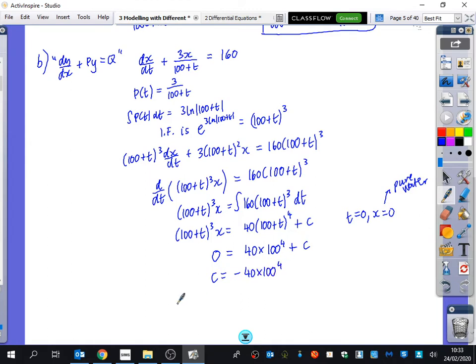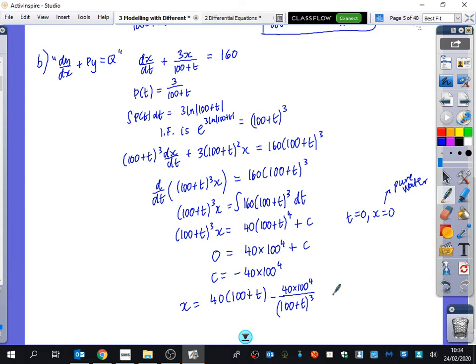So now, should we just go straight into what x is equal to? Yeah. So we get x equals 40(100 + t), just to the power of 1, because I've divided by (100 + t)^3, minus 40 times 100 to the power of 4 over (100 + t)^3.